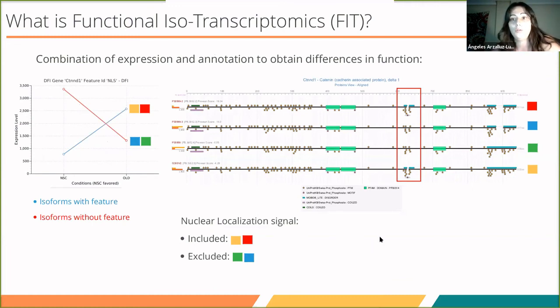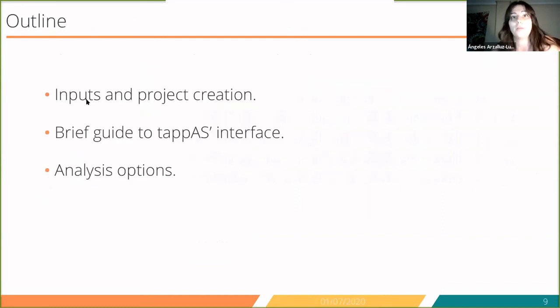So although different approaches are implemented for different types of features, this is the very same logic that we use in all of tappAS analysis, and it's at the core of what functionalized transcriptomics is. And now I'm gonna move on to describing how the application works. I'm first gonna talk about inputs and project creation.